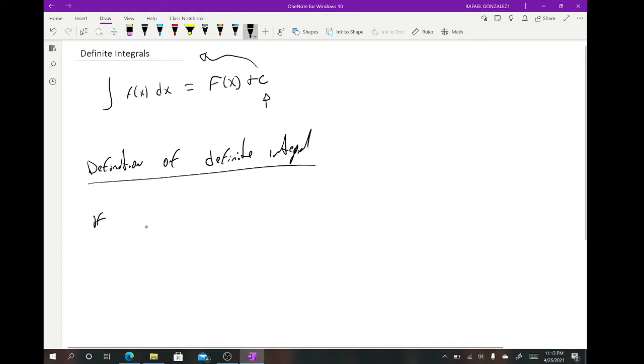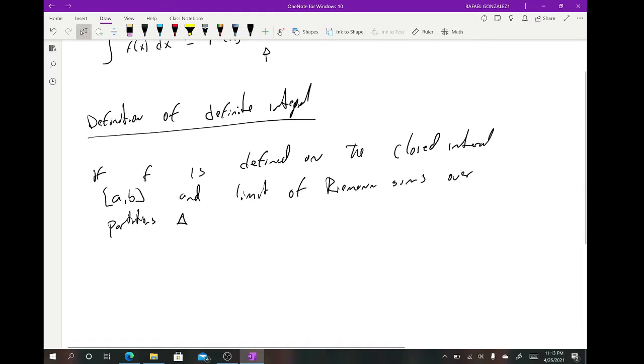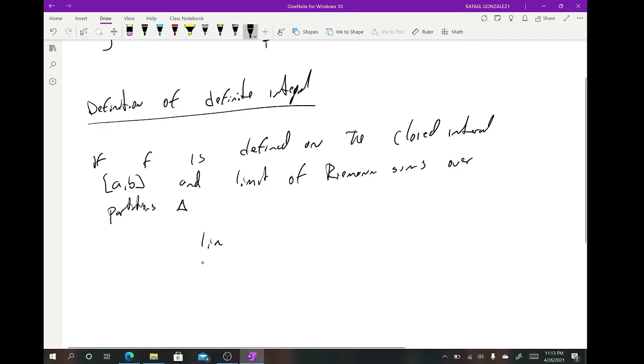If f is defined on the closed interval [a, b], and the limit of Riemann sums over partitions delta, it's the following limit over, this is called the norm, and the norm represents the largest subinterval of a partition. So that's called the norm.